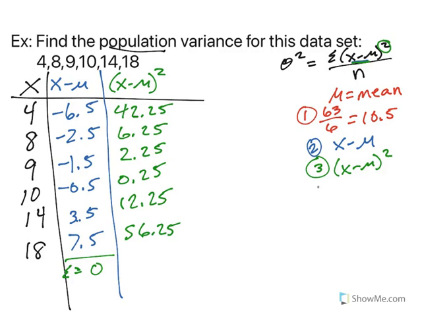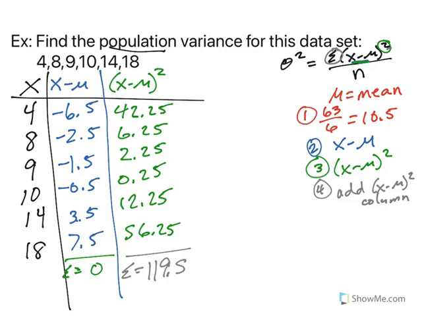All right, we're up to step 4. So now that I have the x minus mu squared, now I need to find the summation. So we are going to add the x minus mu squared column. Okay, so I add this up, that's the summation number there, and I get 119.5. So we now have the numerator of our formula.